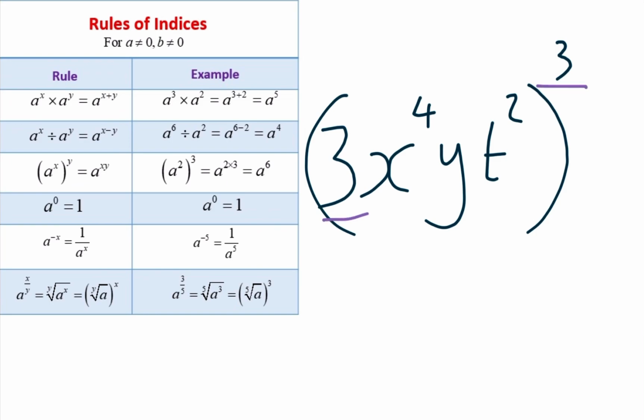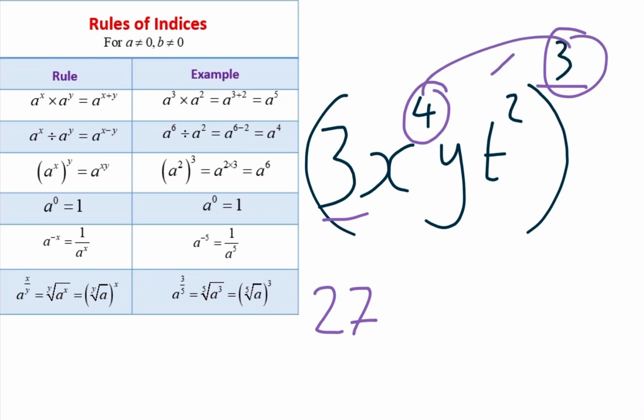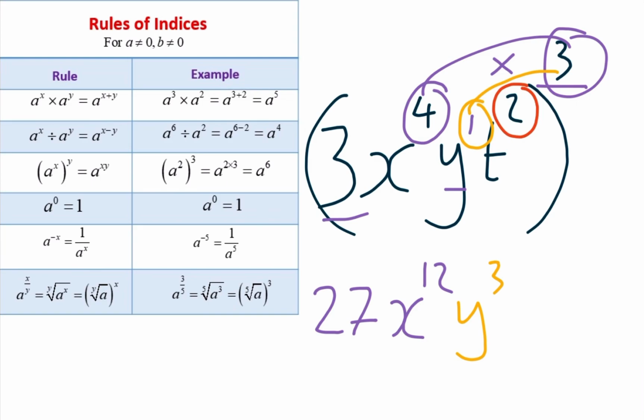So 3 cubed, look how I'm doing a lot of underlining. 3 cubed gives me 27. That's the one students forget. 4 times 3 gives me x to the power of 12. There's a y here, but there's no power, so we put a 1 there. So therefore, 1 times 3 gives me y^3. And then you've got a 2 times the 3. Everything we're multiplying with a power gives me t to the power of 6.